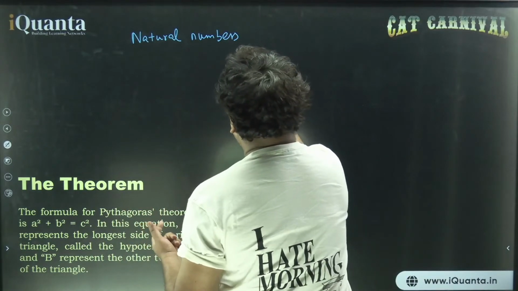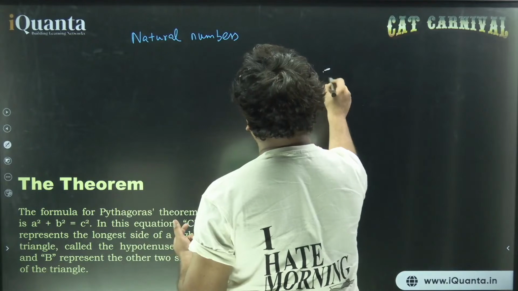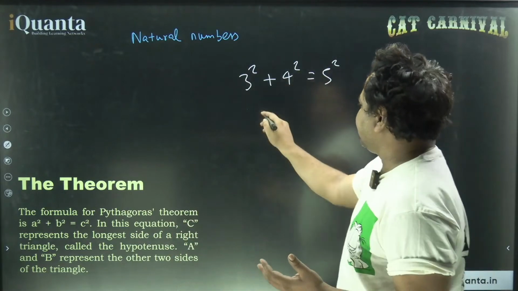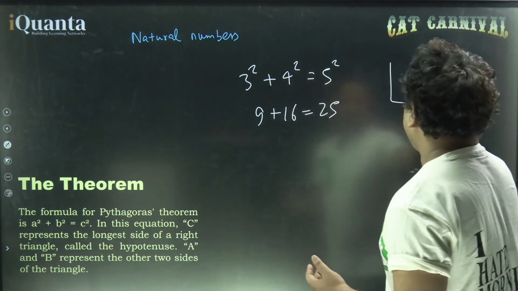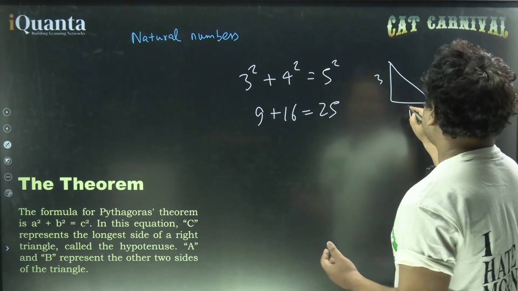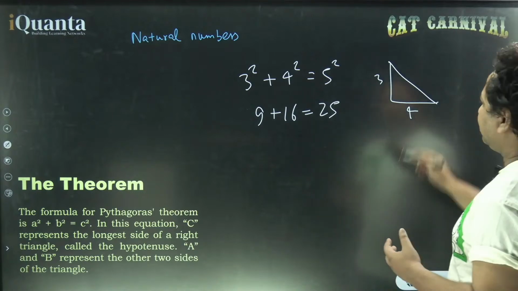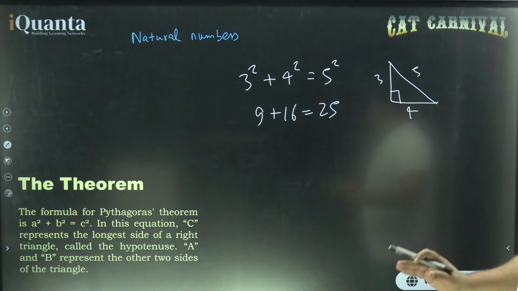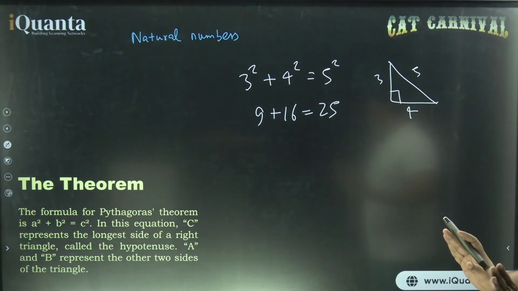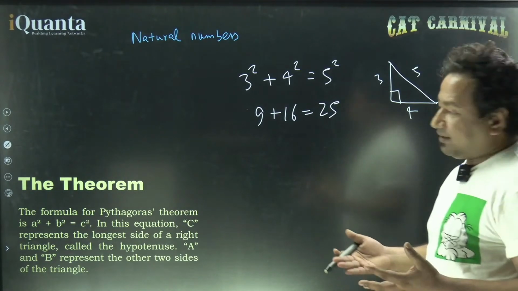So 3 square plus 4 square is equal to 5 square. Is it satisfying? 3 square is 9, 4 square is 16, 5 square is 25. It is satisfying. So we can have a triangle like this whose two sides are 3 and 4 and the longest side is 5. Okay? It will always be a natural number, never a fraction. It can be a fraction algebraically.